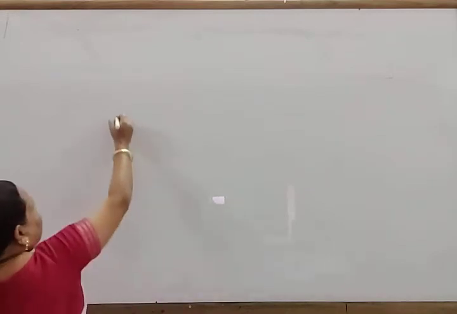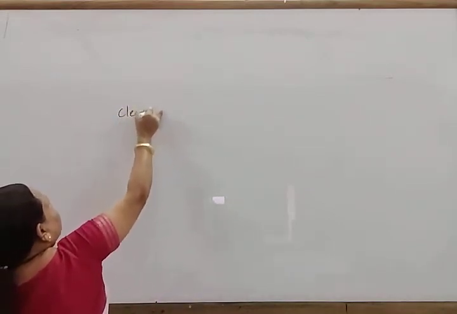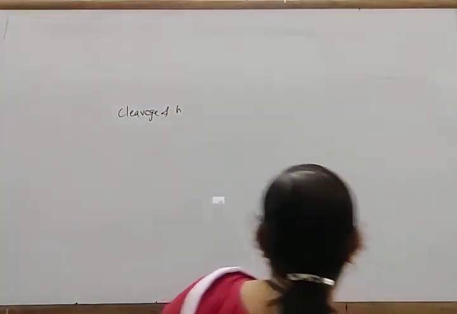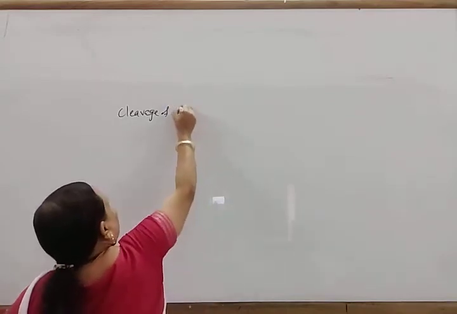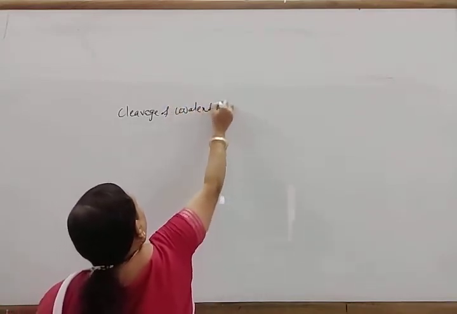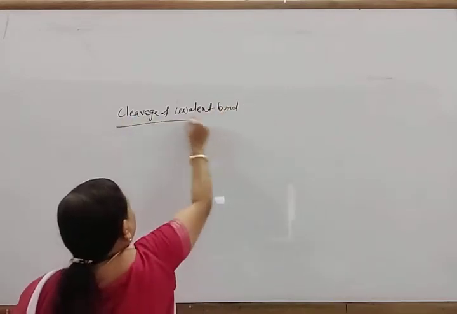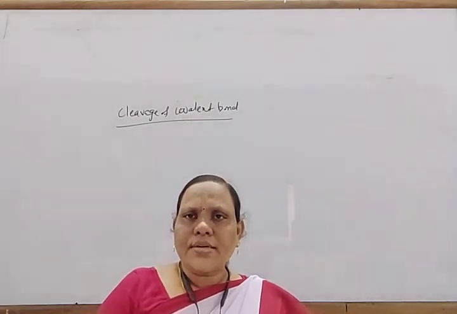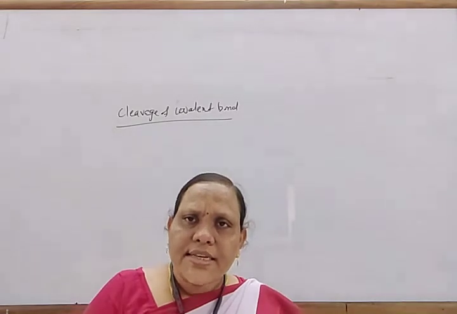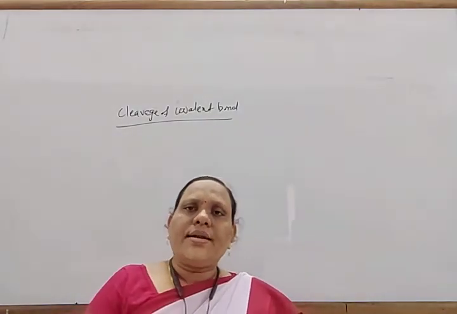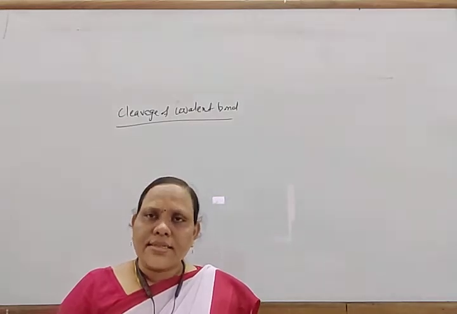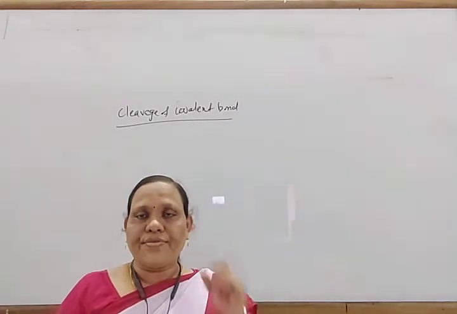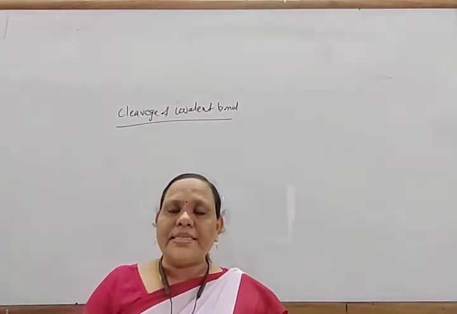What is bond cleavage? Cleavage of a covalent bond. You know in ionic compounds, whenever a chemical reaction takes place, generally an exchange of ions takes place. But in covalent compounds, whenever a chemical reaction takes place, one type of bond breaks down and another type of bond is formed. This bond breaking takes place in two ways.